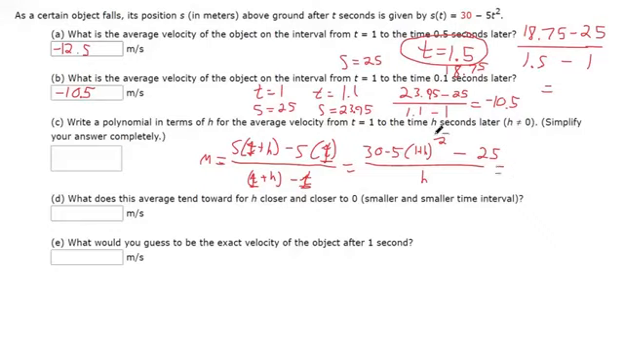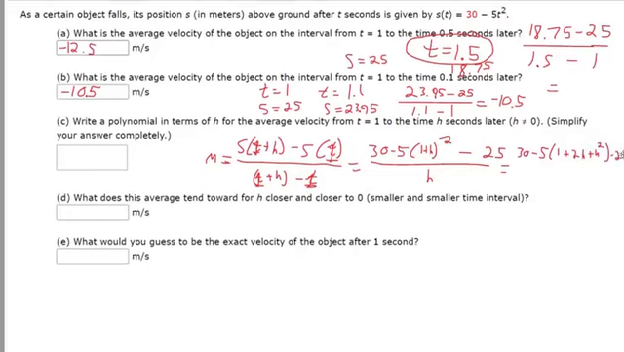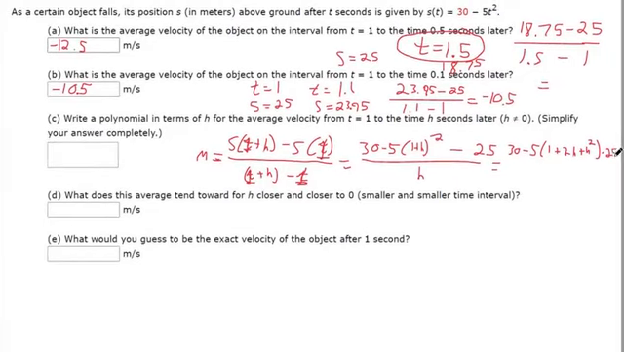If we keep simplifying, we can expand this. 1 plus h squared means we're taking a parentheses and multiplying it by itself. We've got 30 minus 5 times, and if you do that off to the side with pen and paper, 1 plus h times 1 plus h, you should get 1 plus 2h plus h squared. Then minus 25. It's all being divided by h. And then still simplifying, we can distribute that negative 5 to everything inside the parentheses.